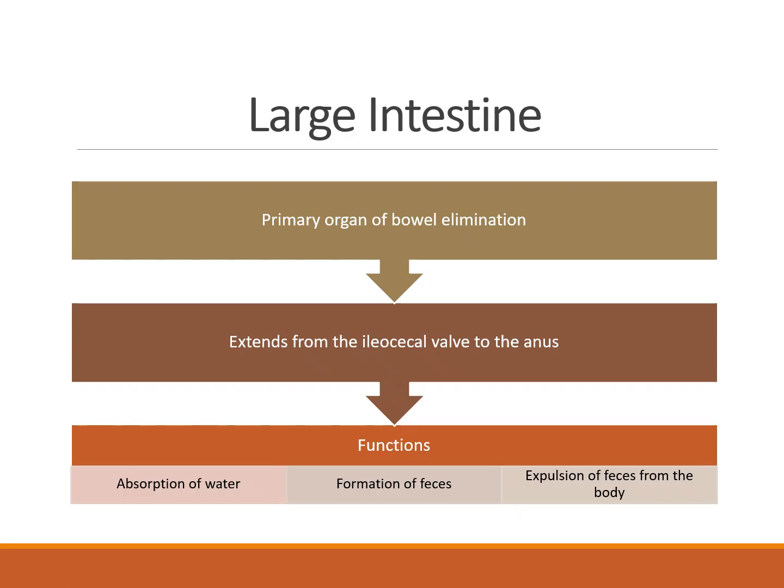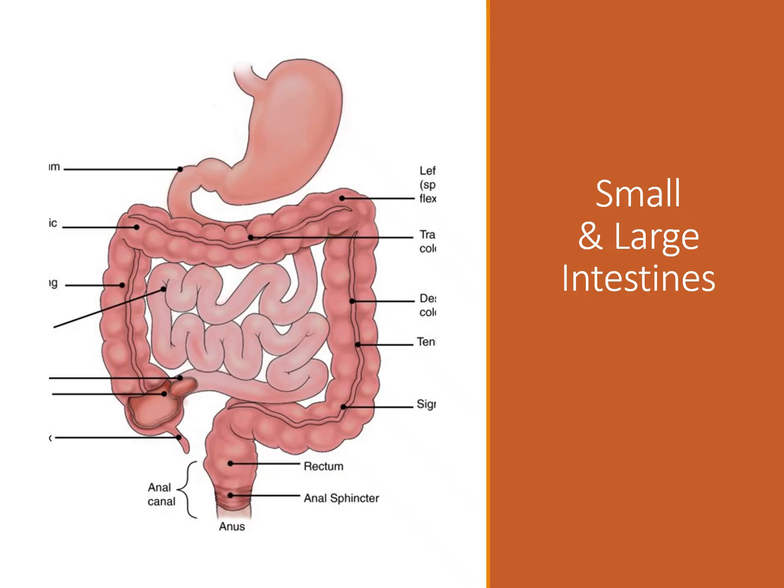Large intestines, just a little bit more about that. Primary organ of bowel elimination, as we said, extends from the ileocecal valve to the anus, and again functions in absorption of water, formation of feces, and expulsion of feces from the body. Your small and your large intestines are depicted in this picture.